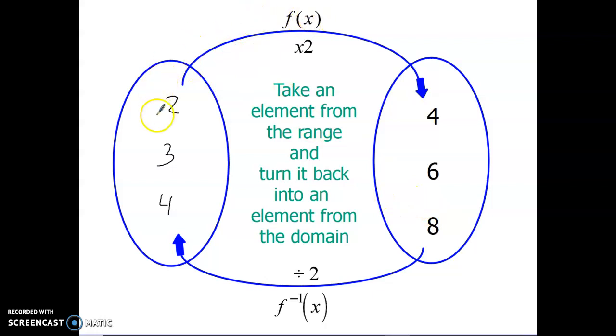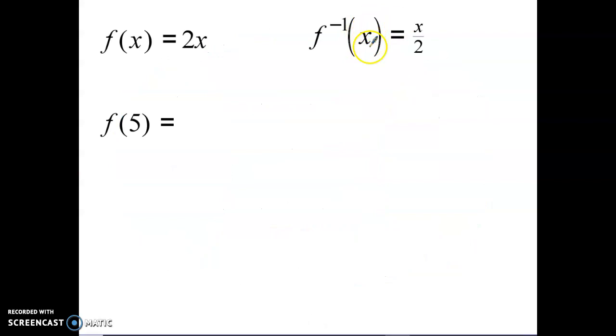So the function takes an x value and turns it into a y value. The inverse takes a y value and turns it back into an x value. But because we are quote unquote feeding the inverse these values, they are the domain values of the inverse. They're the range values of the original, but they are the domain values of the inverse, which is why you see x again right here. Okay, so let's see what this looks like in practice.